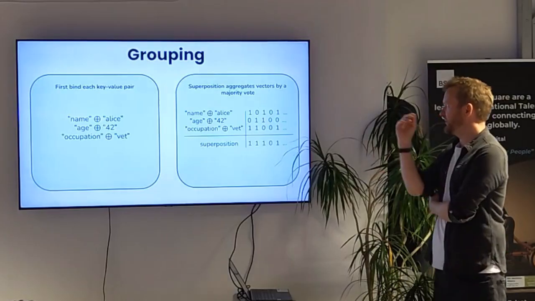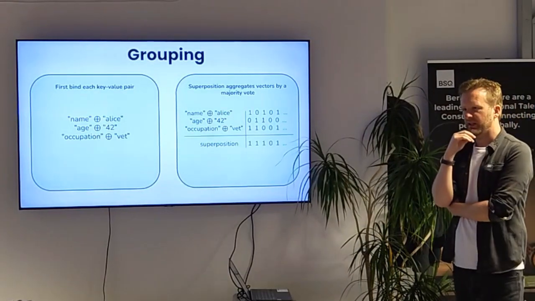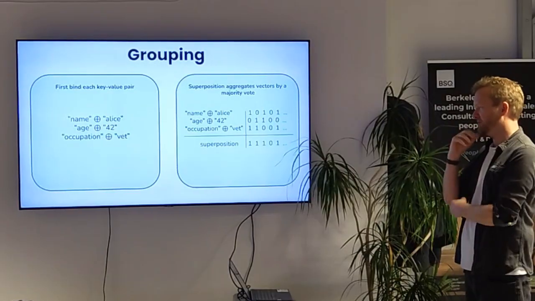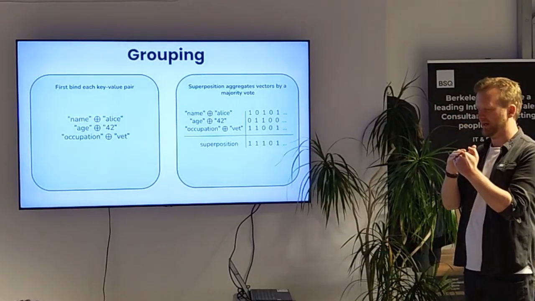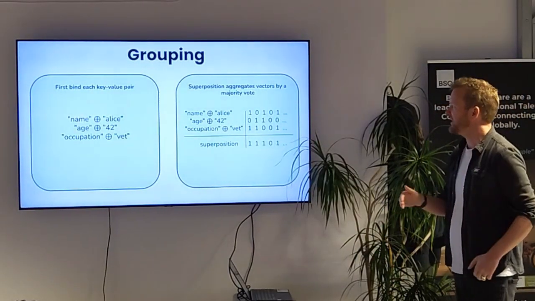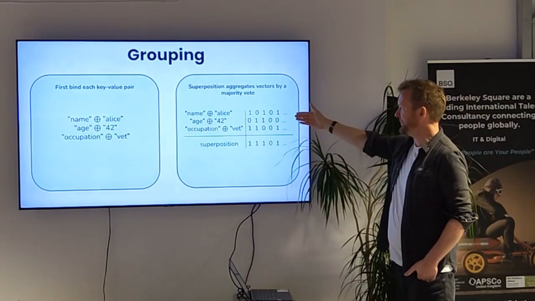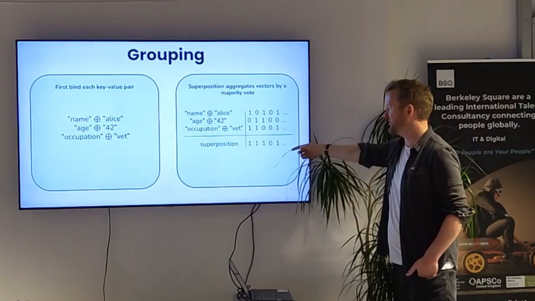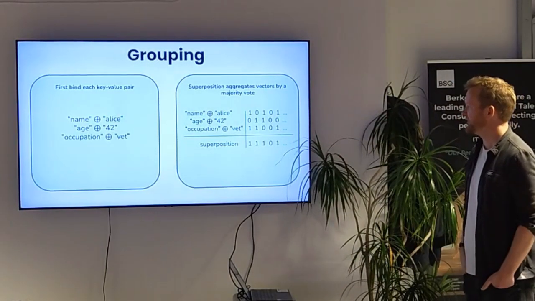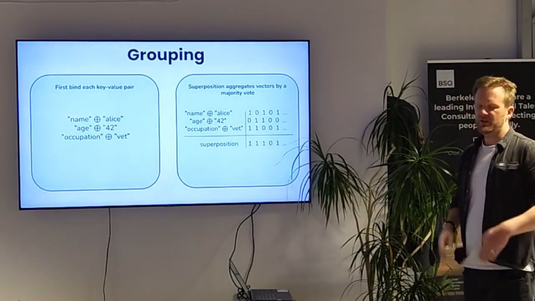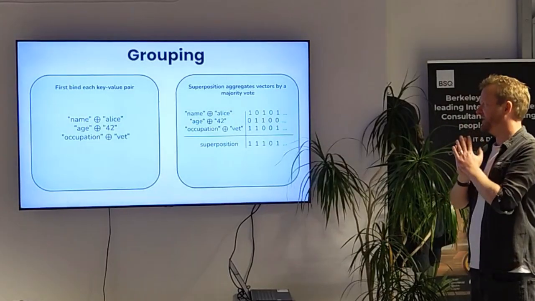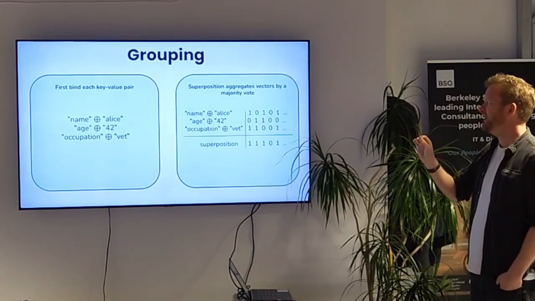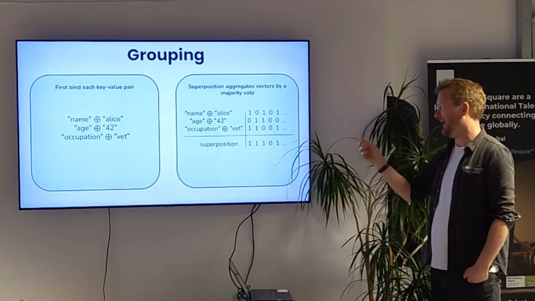And we're creating this thing called a superposition. There are a number of different ways in the literature that you can do this superposition. It's basically squashing of these vectors into a single vector. But this one is doing the majority vote. So it's just looking at each column and saying, okay, there are more ones than there are zeros, so it's 1. Or if there are more zeros, then it's 0. So we've just squashed this thing into a single vector. Again, it's a point in high-dimensional space, which represents this object, Alice.